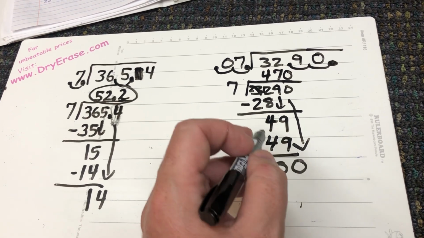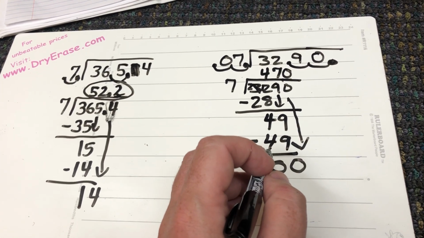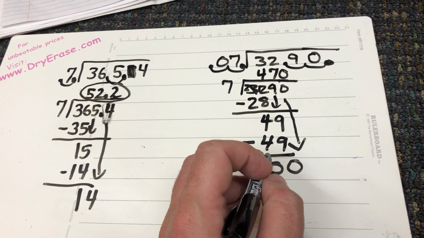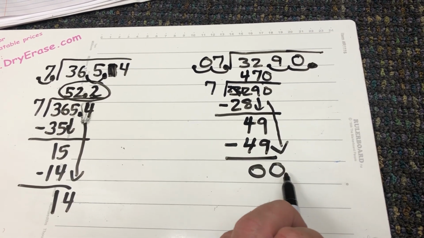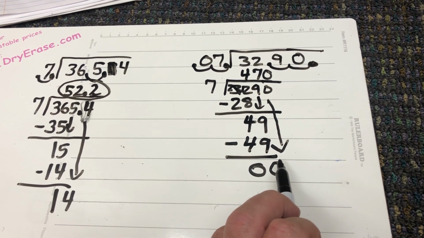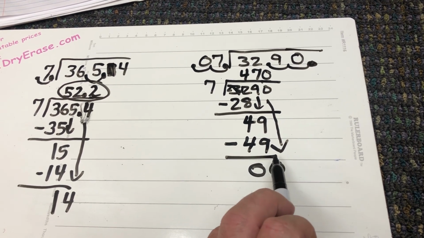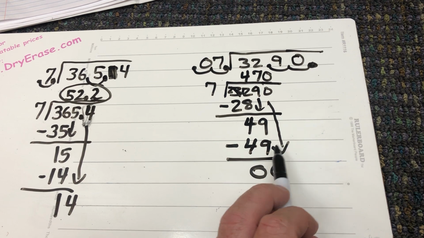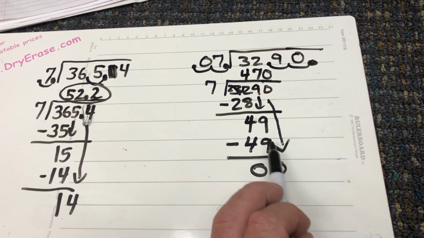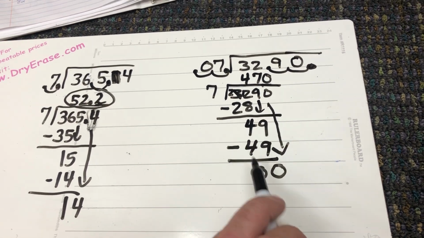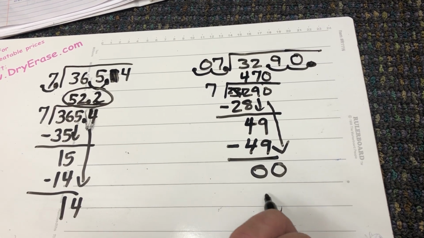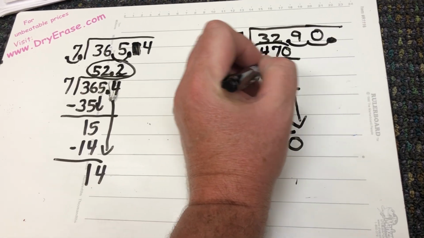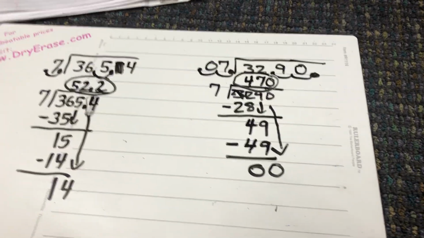But I should be able to set that up, and I should be able to, as a 6th grader, realize that 0 times 7 is 0. 0 minus 0. And should just be able to stop there at 470.